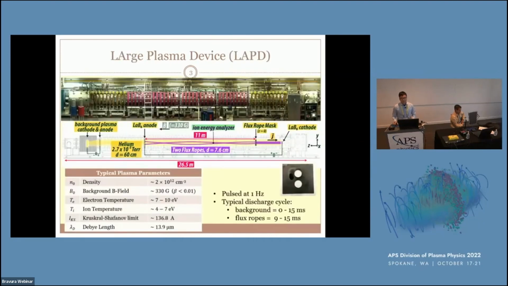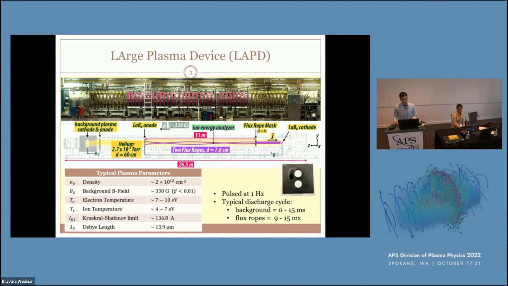Okay. So this is an overview of the Large Plasma Device. This is a photo, and below is the experimental setup. It is a 26 meter long cylindrical linear device. To produce a plasma, we have a background plasma cathode and anode shown on the left here. This cathode is made of lanthanum hexaboride, and it produces helium plasma that is about 60 centimeters in diameter.